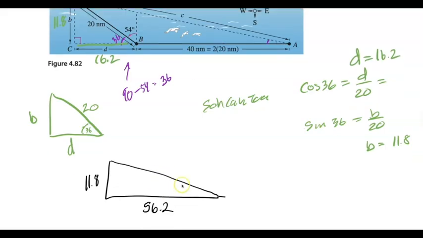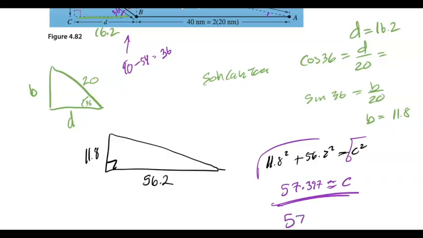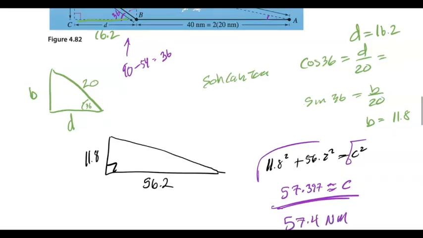And I'm going to figure out what the hypotenuse is. So I'm just going to do a squared plus b squared equals c squared, and that's going to give us this whole hypotenuse. Square root both sides, and c, I put in my calculator, and the approximation is about 57.4. So that's the number of nautical miles they have traveled.